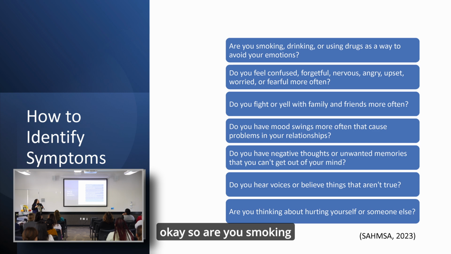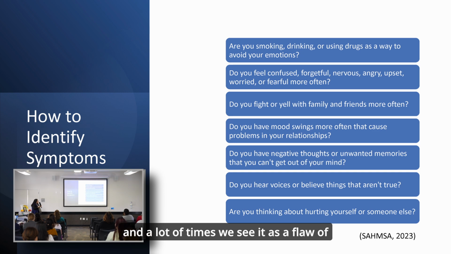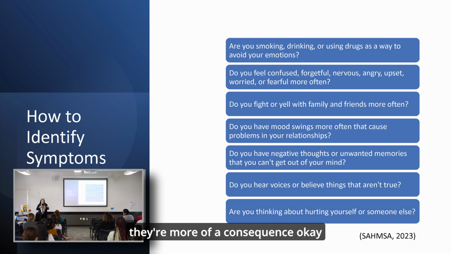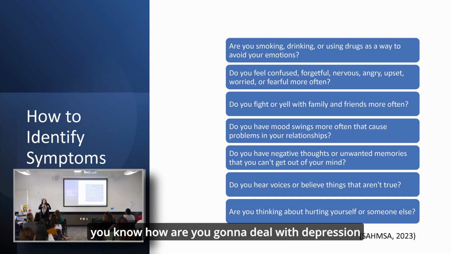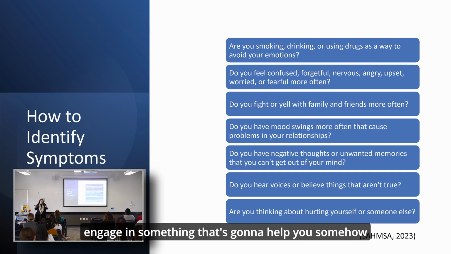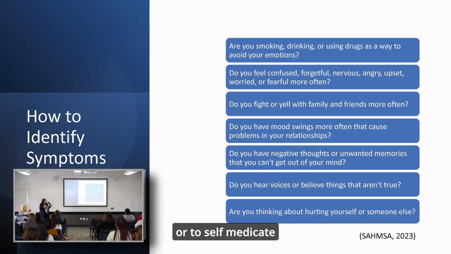Are you smoking, drinking, or using drugs as a way to avoid your emotions? When we talk about substance abuse, a lot of times we see it as a flaw of the person experiencing substance abuse or addictions. But substance abuse and addictions don't happen out of nowhere. They're more of a consequence of a mental illness. So you're depressed, how are you going to deal with depression? You don't have the healthy coping tools, so you're going to engage in something that's going to help you somehow, but that's going to cause more problems. So these are unhealthy coping skills that people use to deal with their depression or to self-medicate.